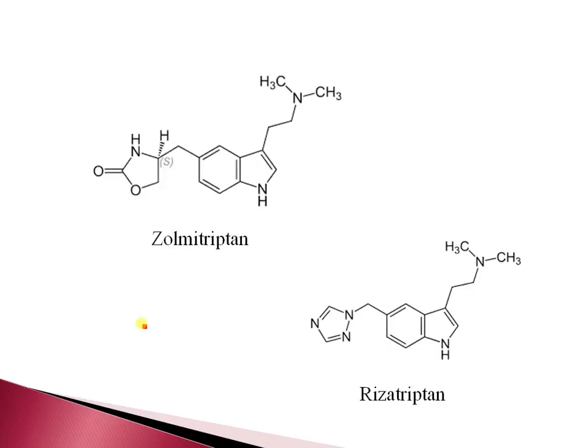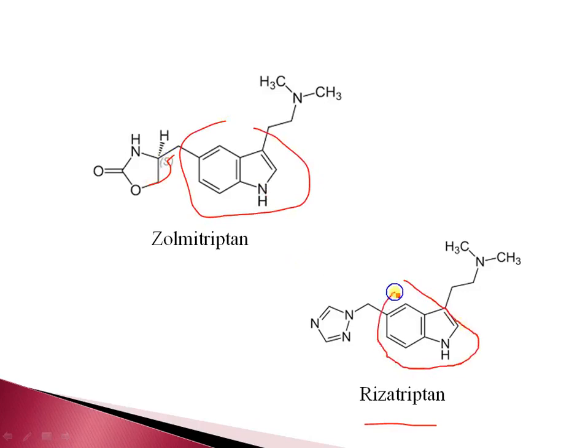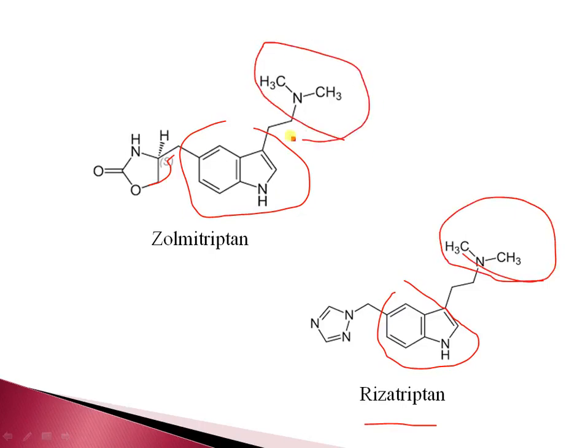Then zolmitriptan, then rizatriptan. This is S configuration. Again, this one is indole. This is also indole, because the indole heterocycle is required for this activity. The dimethyl ethylamine chain is again important for biological activity.